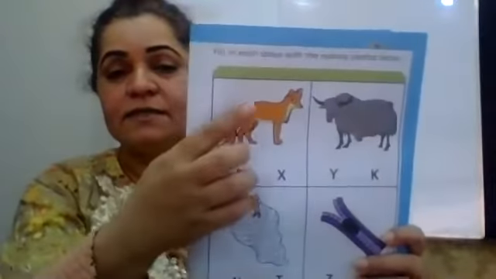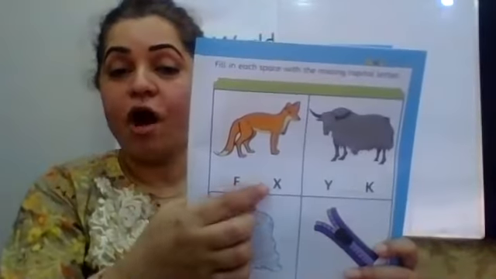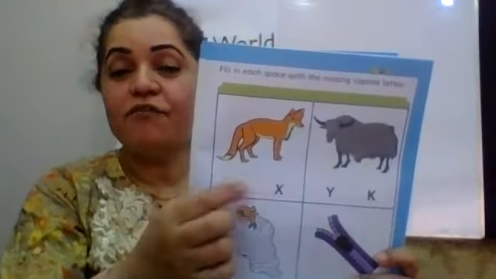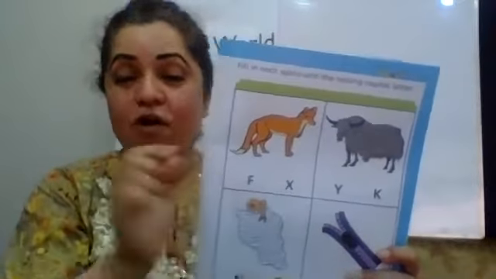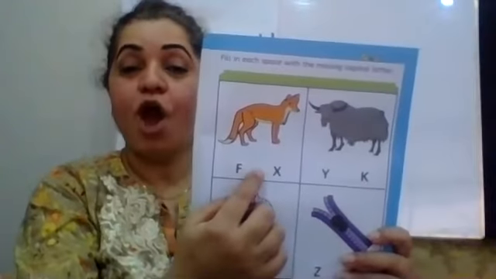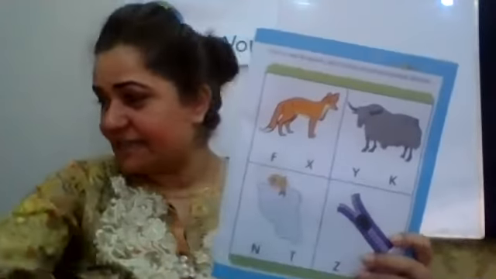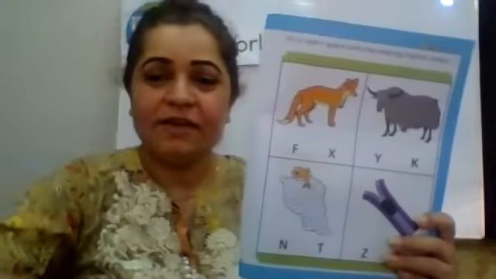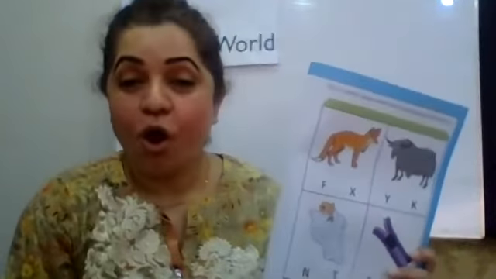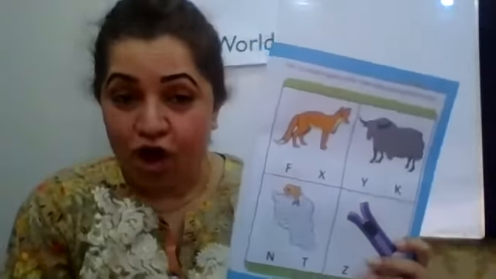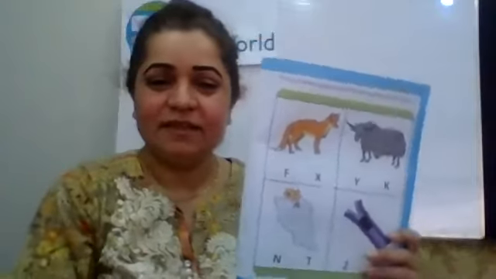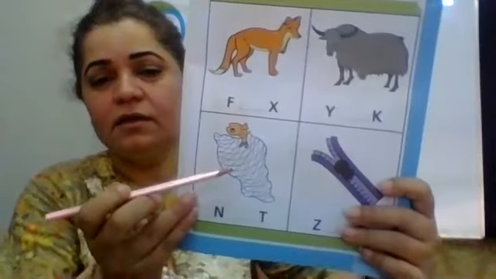Okay, now it's the same. We are going to fill in the vowel here. So this is a fox, fox, fox. Ox, fox. So what will come over here? Oh, yes. Now you're going to take out your pencils and you are going to write here. O, right, very good. F O X, fox, very good. So you're going to write here O. Good.